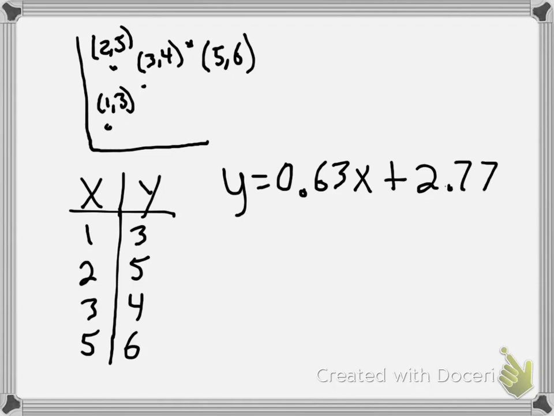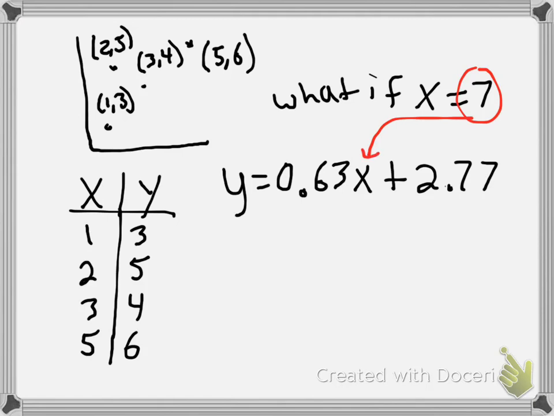Now, you may have a question that asks you to predict what it would be at 7. So basically, what is your y value if x is equal to, let's say, 7? Well, again, if we're going to make some sort of prediction, if my x is equal to 7, in this one I'm just going to be plugging that in for my x value. So this one I would get y equals 0.63 times 7 plus 2.77.